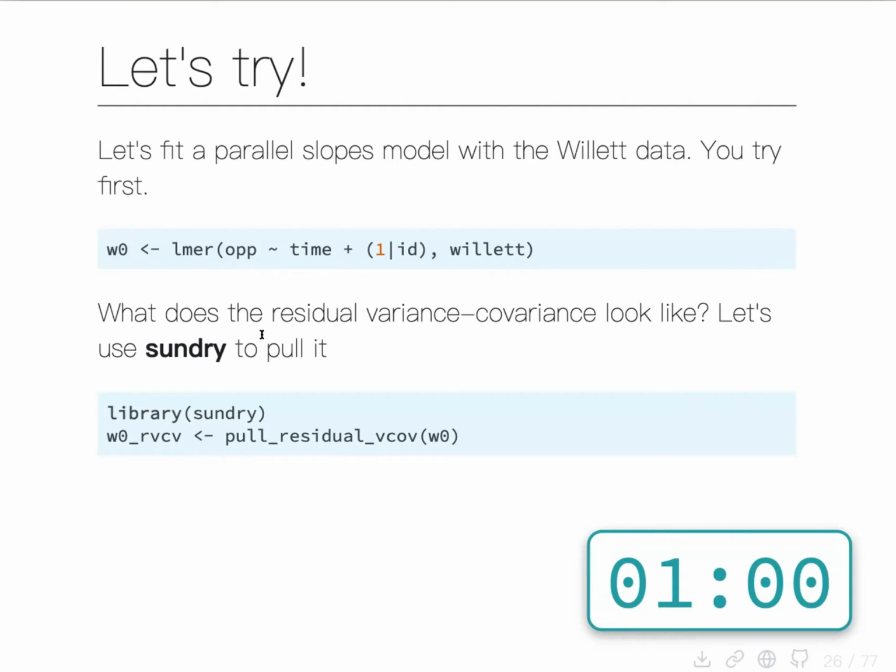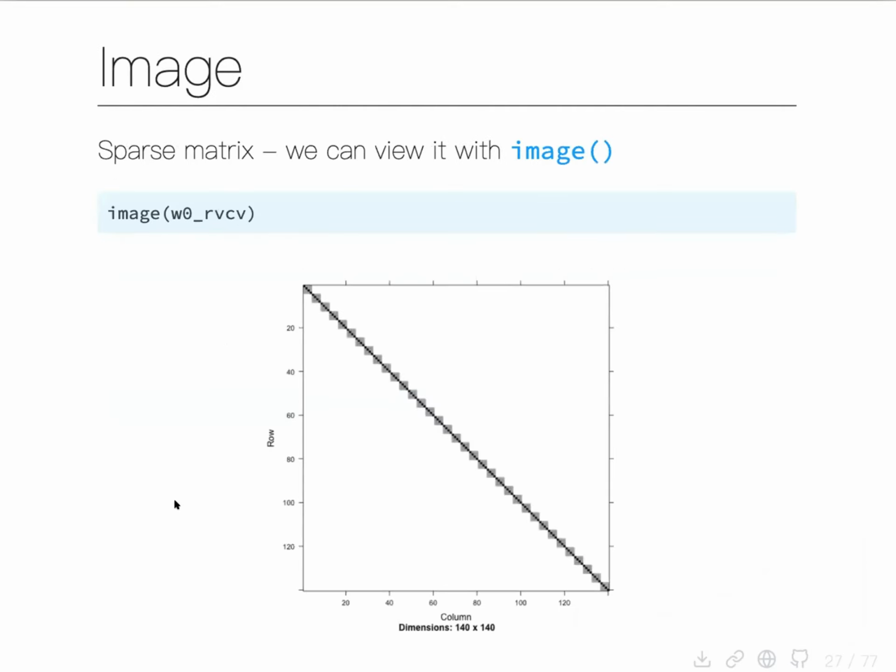Okay, so you're going to load sundry, and then you're going to use this function, pull residual vcov. Then you just feed it the model, whatever model you fit, and it will pull the residual variance covariance matrix from that model. I'm calling this W0 RVCV, residual variance covariance. If you call image on that, it will give you an image of what that residual variance covariance structure looks like.